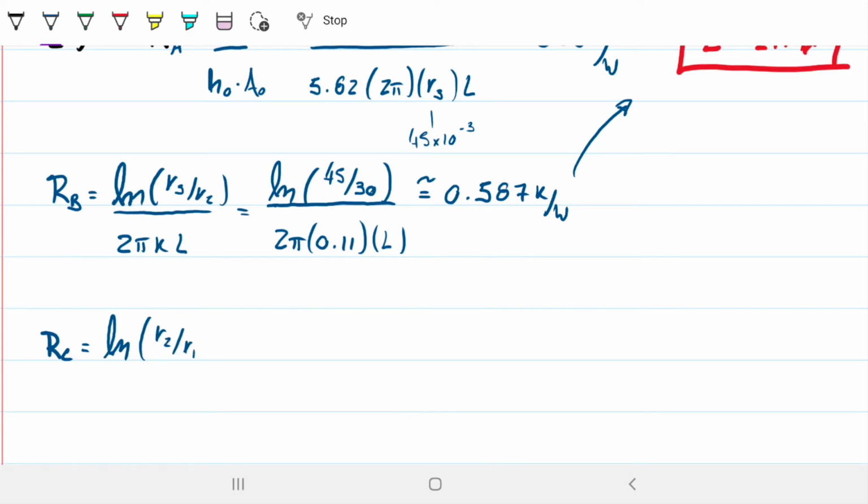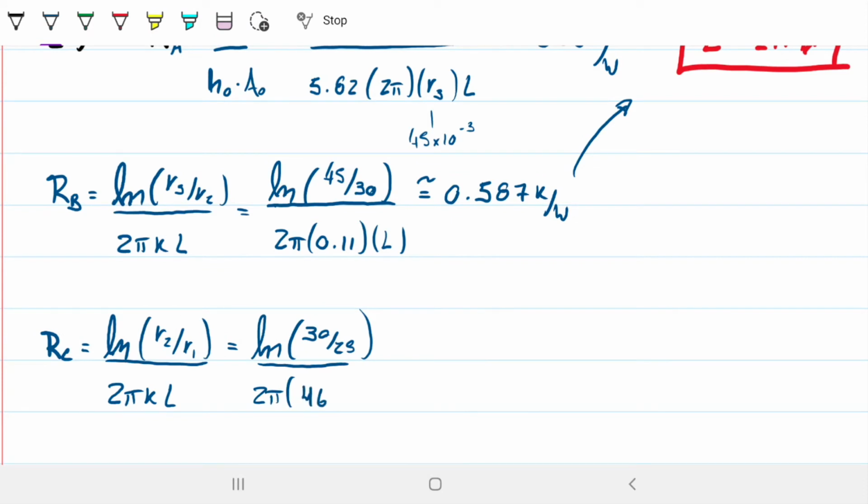We don't expect this to be very large, right? Because we know K for the steel pipe is quite high, especially in comparison to the asbestos. So this is just going to be 30 over the 25, and we're dividing the whole thing by 2 pi times 46. And then I'm just leaving L here. L we're assuming to be 1. And this indeed is very small in relationship to everything else. I got 6.3 times 10 to the minus 4. So about 3 orders of magnitude smaller than everything else, with that caveat once again.